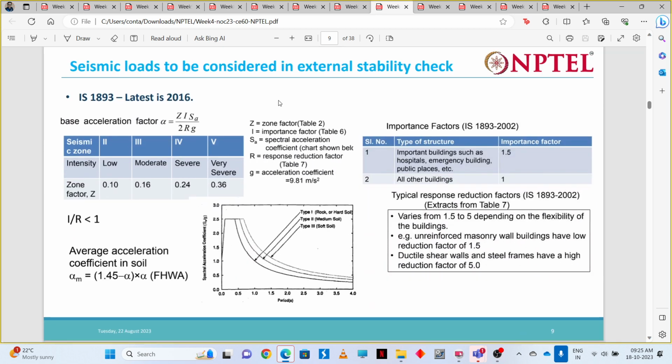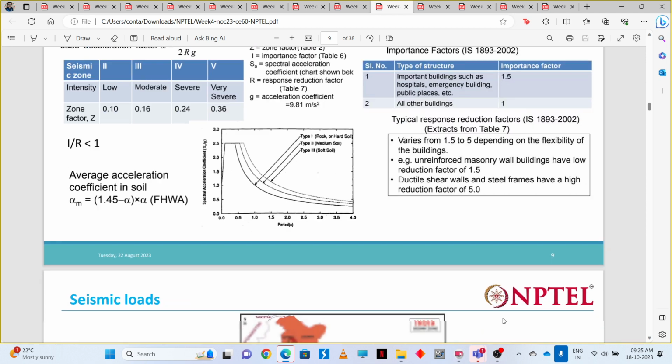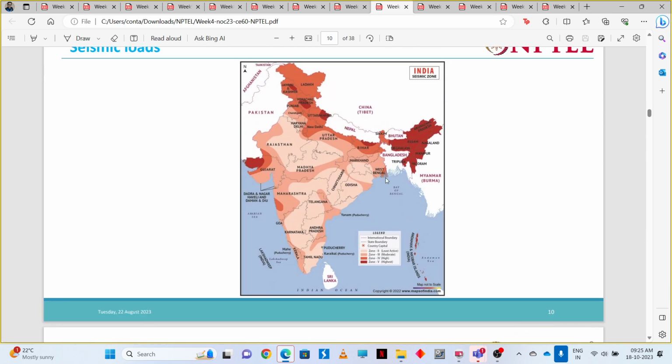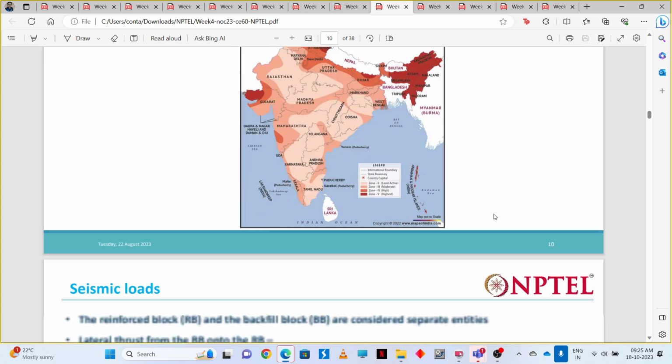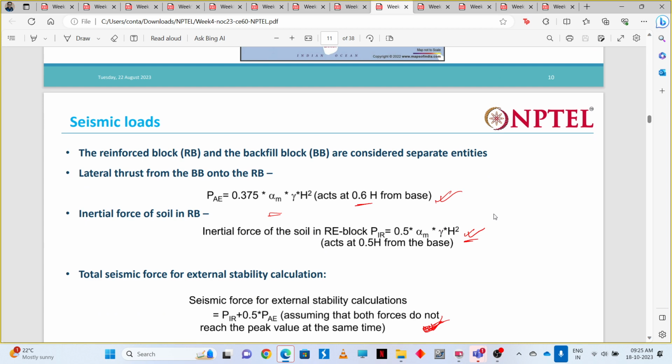These are the seismic loads, how to calculate the seismic loads, everything from IS 1893. This we had discussed in brief. This is the seismic zonation map of India. We saw how to calculate all the seismic loads.